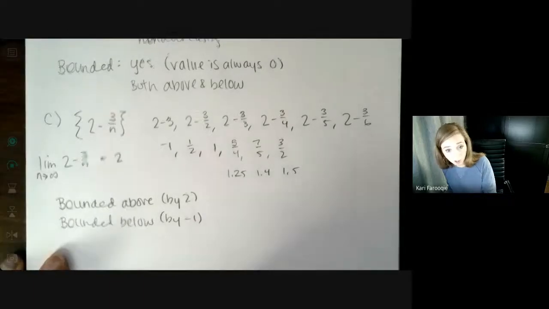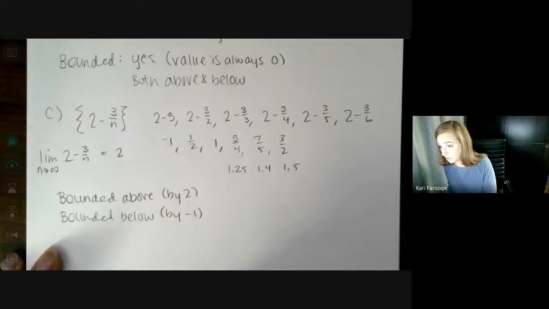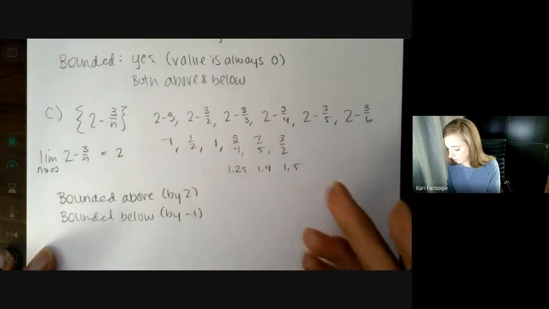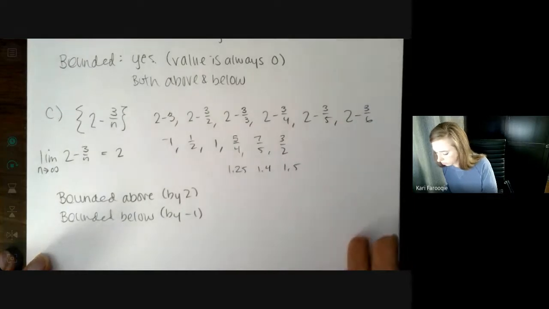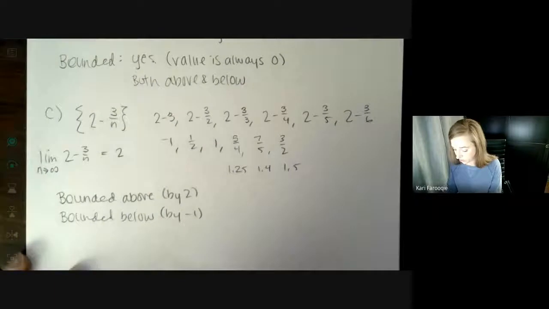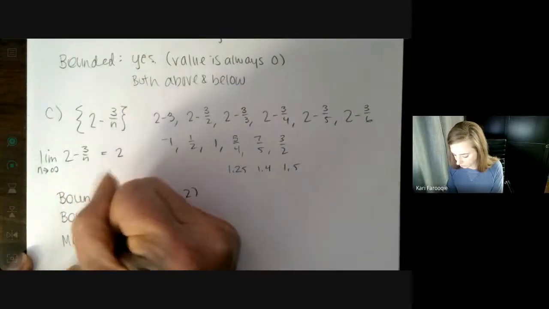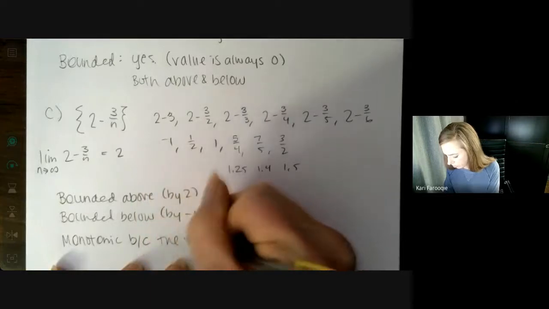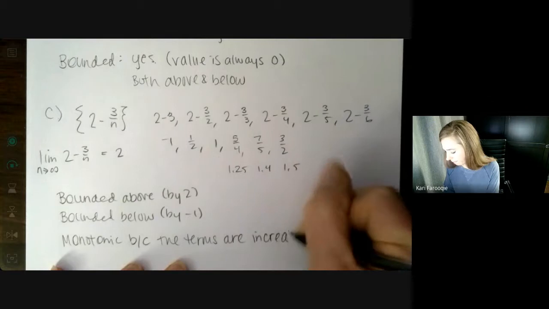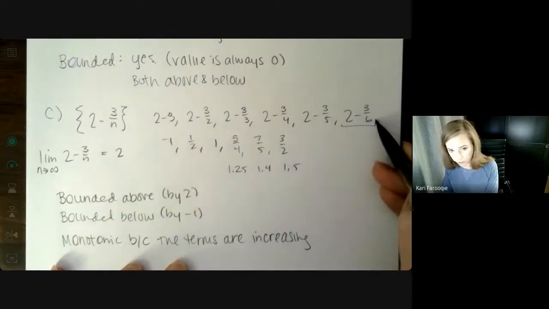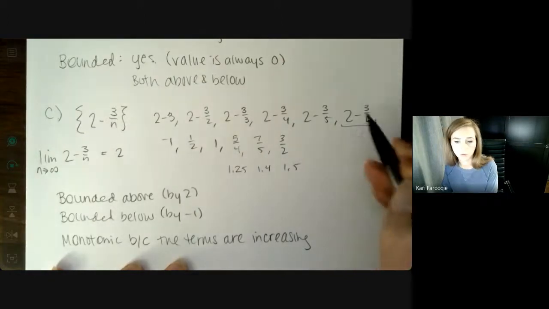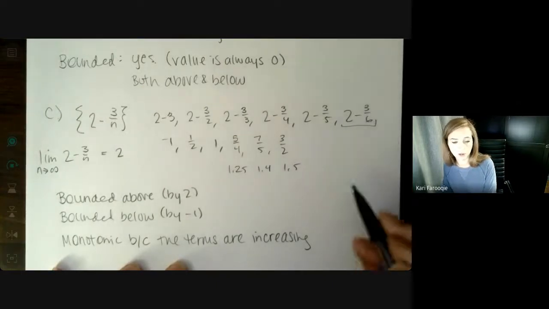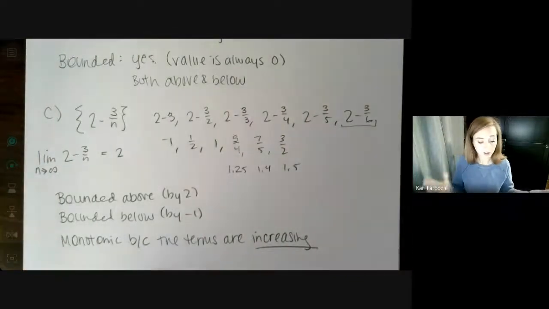Either way, is it monotonic? We would have to say that, yes, in this case, your values are increasing. They're going to be increasing all the time because, oh, actually, what was I thinking? Yes, they are going to keep increasing. So we would say that this sequence is monotonic because the terms are increasing. This value is going to keep getting larger because you're taking a smaller amount away from 2 each time. So it's going to keep heading towards 2. Eventually, this value will head towards 0. Monotonic, increasing.